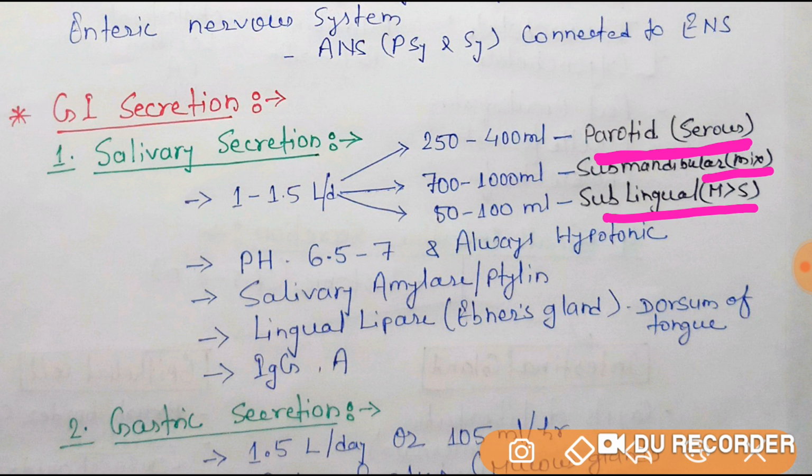Salivary amylase or ptyalin is a secretion of the salivary gland. Lingual lipase comes from Von Ebner's glands, which are situated on the dorsum of the tongue. The salivary gland also secretes immunoglobulins G and A, mostly A. All secretions from the body contain IgA and also some IgG.